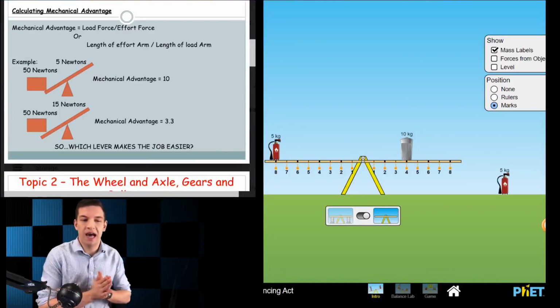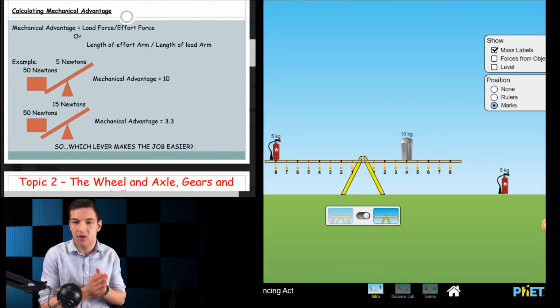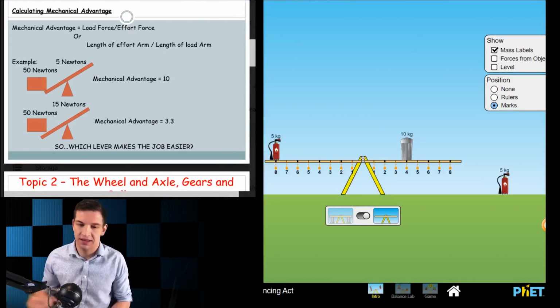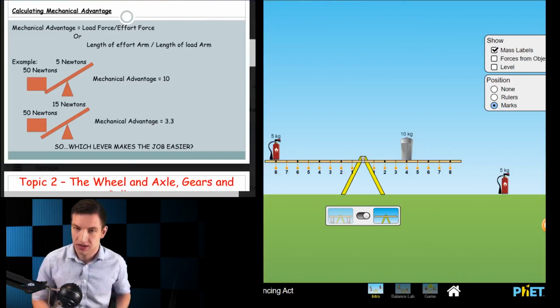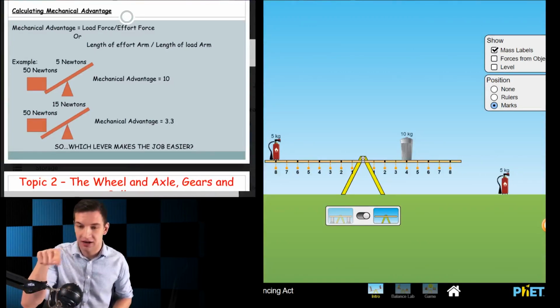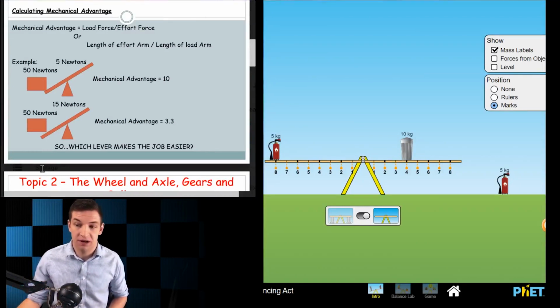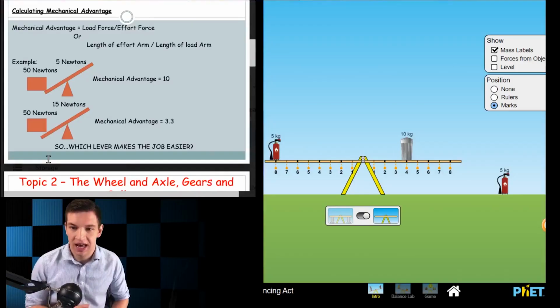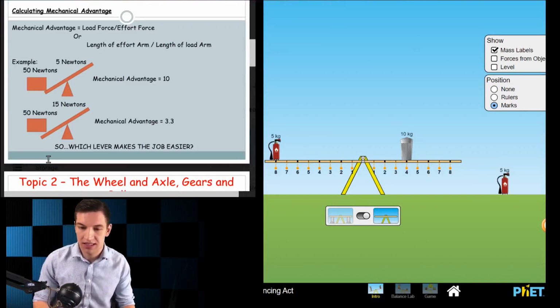Okay, so we have the lever, and we want to calculate how much easier it actually is than just lifting it normally. So we want to calculate the mechanical advantage. Now we can here go load force divided by effort force. So the effort force meaning how much effort you're putting into lifting that object, and the load force is how heavy that object is. So let's do the simulation as an example here.